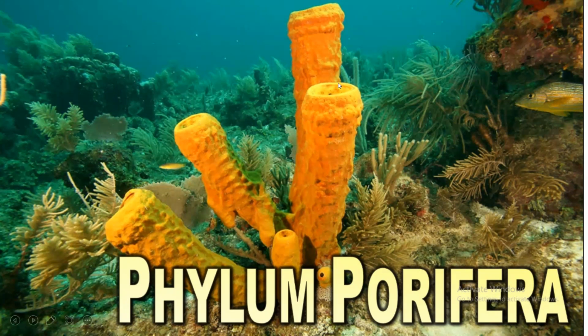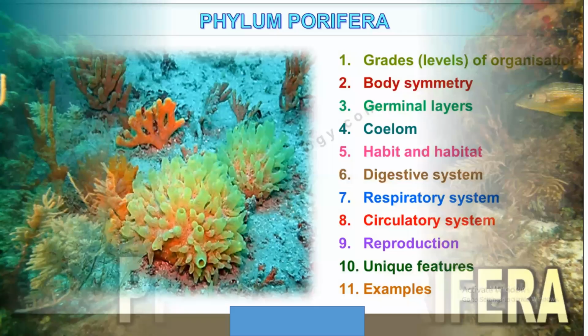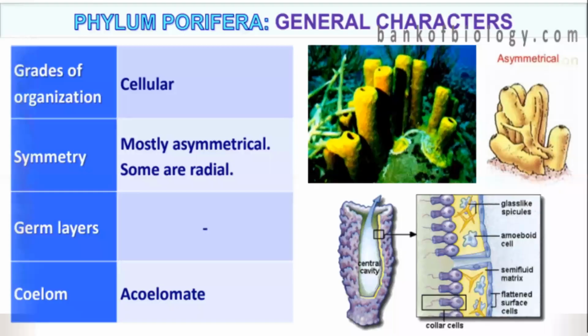Now in animal kingdom, the first phylum is phylum porifera. Don't write anything, okay? Everything is there. First is grade of organization. Yesterday we studied this. It is cellular. What do you mean by cellular organization? It is only cells. There is no tissue, no organ system. Then germ layers. Since it is only cells, there will be no germ layer.